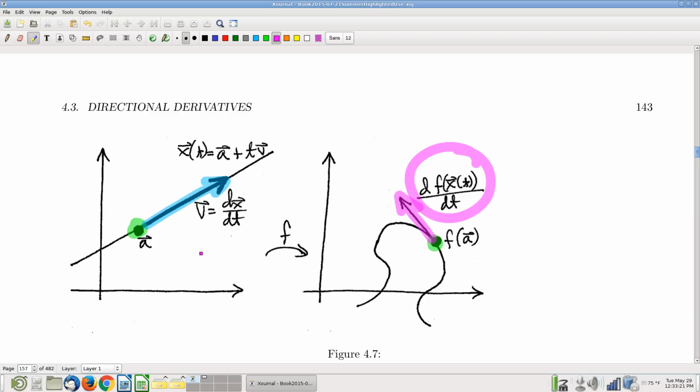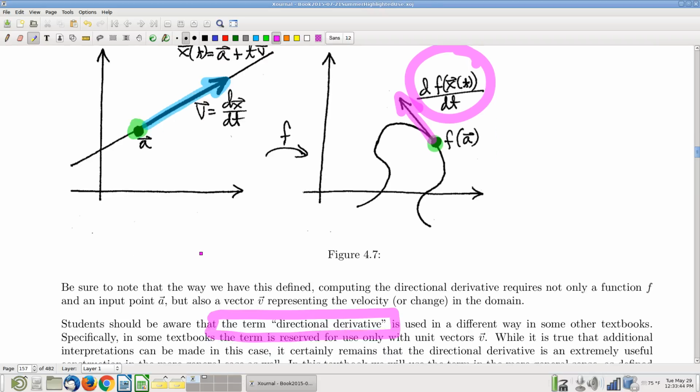Okay, so heads up though, out in the real world, if you hear someone say the term directional derivative, you have to ask, okay, wait a minute, which one do they mean? Do they mean directional derivative defined in this sense, or are they assuming that I understand that they meant that the input vector has to be a unit vector? And you have to clarify. Okay, we'll have much more to say about that in a few minutes.